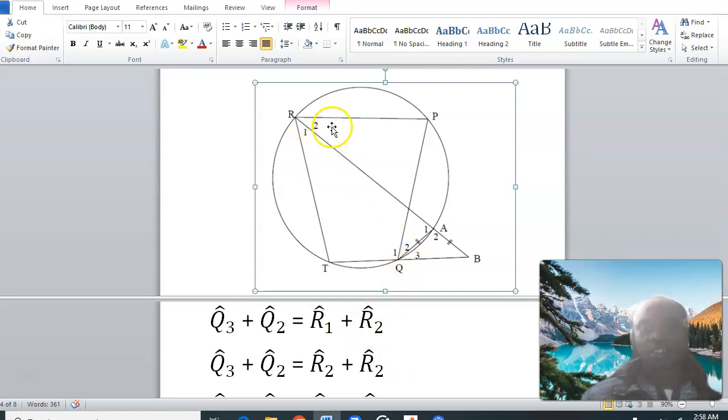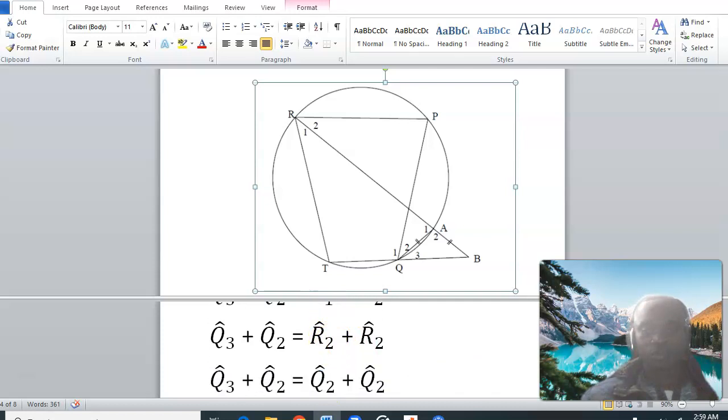R1 is equal to R2. It was said in the question that RA bisects R, so it divides this angle into two equal parts. So R1 is equal to R2. So in place of R1, I'm going to substitute R2 there.